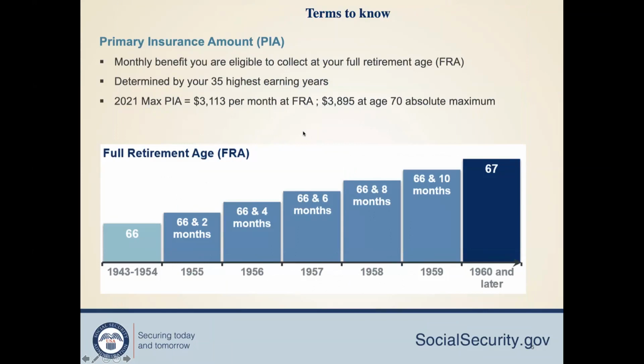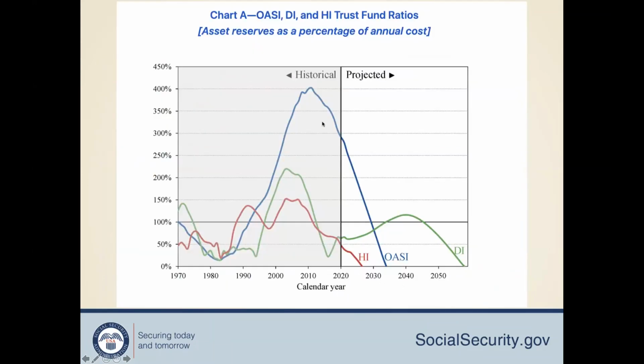Just go ahead. What was the red graph, Nari? Was that Medicare? Yeah, this is health insurance, Medicare. Okay. Medicare is going to run out even faster than that.